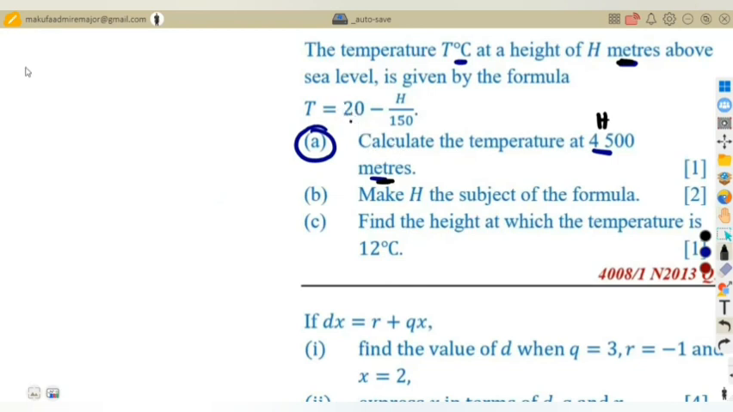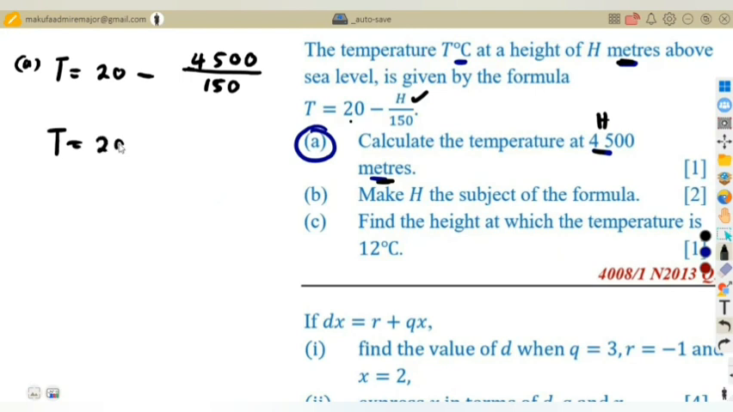So you're simply substituting in this case. T is equal to 20 minus h. Our h is 4,500, so it's going to be 4,500 over 150. So t is going to be 20 minus, we cancel here, 15 into 45, that is 3. 15 into 0, that's a 0. So you're going to be left with t being 20 minus 30, which is minus 10. And T represents temperature in degrees Celsius, so your answer is going to be in degrees Celsius in this case.